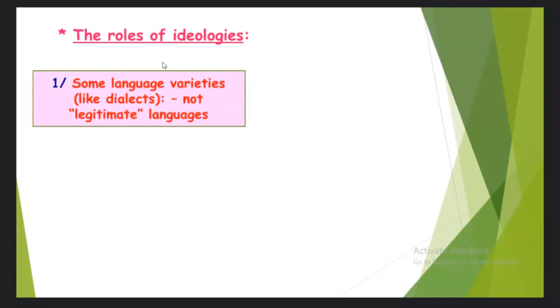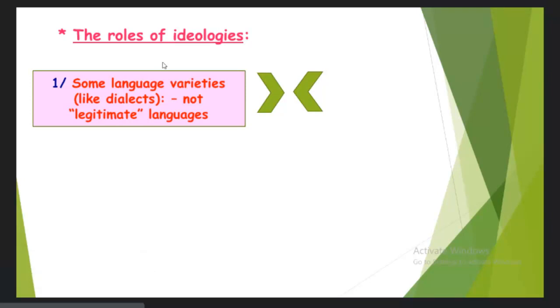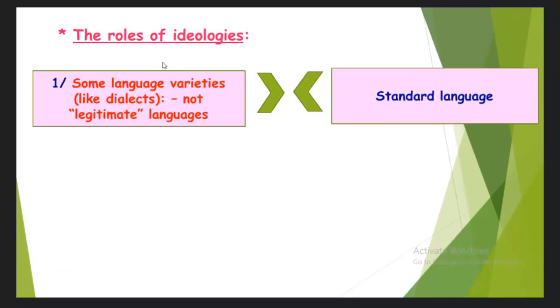And in fact there are some ideologies for you to understand the definitions of multilingualism. Here are some of them. So the first one I want to mention here is the rules of the language, the right language. For example, some language varieties like dialects are not considered legitimate languages, right? But a standard language is. So the rules of the language are rather different, right?